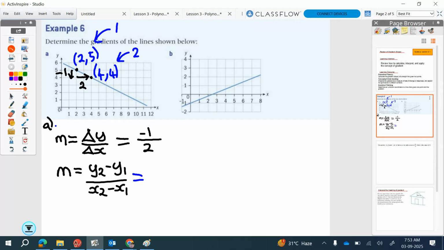So we put the values in: y2 is equal to 4, y1 is equal to 5, and then we have 4 minus 2, which gives us -1 over 2. Have a go at finding, for b, the gradient of this one using one of these two techniques.